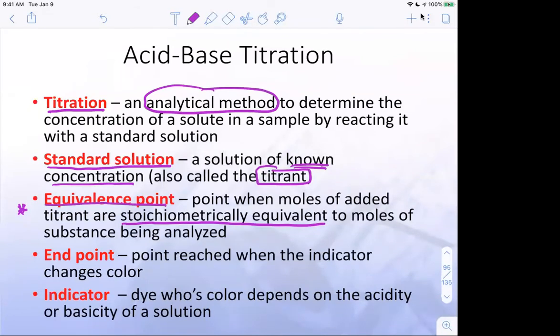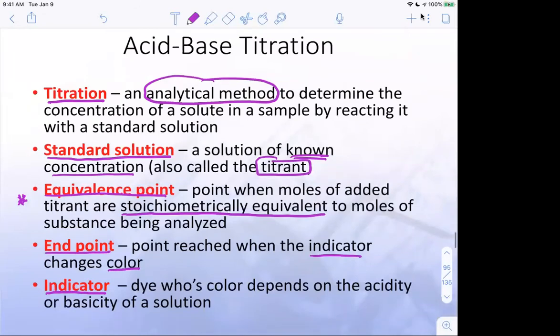This is my end point, and this point is reached when my indicator actually changes color. There are many different indicators, and I can choose the indicator based on the pH range where the color change actually occurs. When you take Chem 2, you're going to learn a lot more about acid-base reactions. We're focusing on one type, which is a strong acid with a strong base. So my endpoint is a little bit easier to understand.